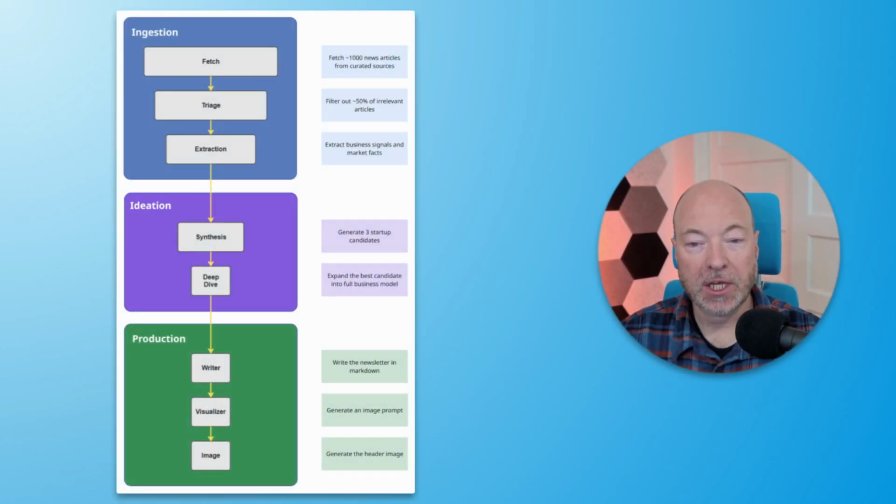Okay, we're getting to the final two steps in the production phase of the pipeline. This is really one step, but we're splitting it into two because they involve two different LLM calls. So now that we have the nice newsletter post in Markdown, we need to add a nice header image.